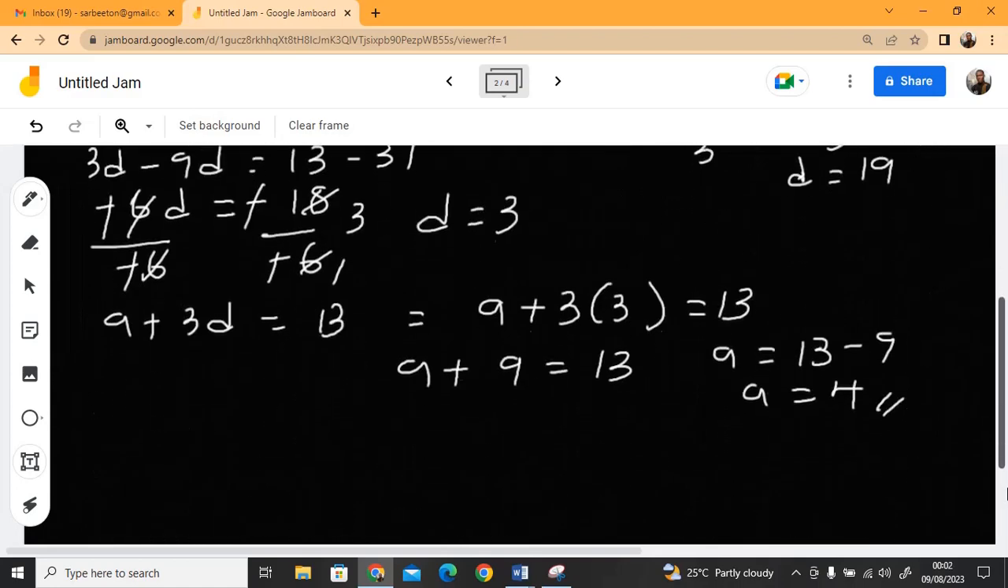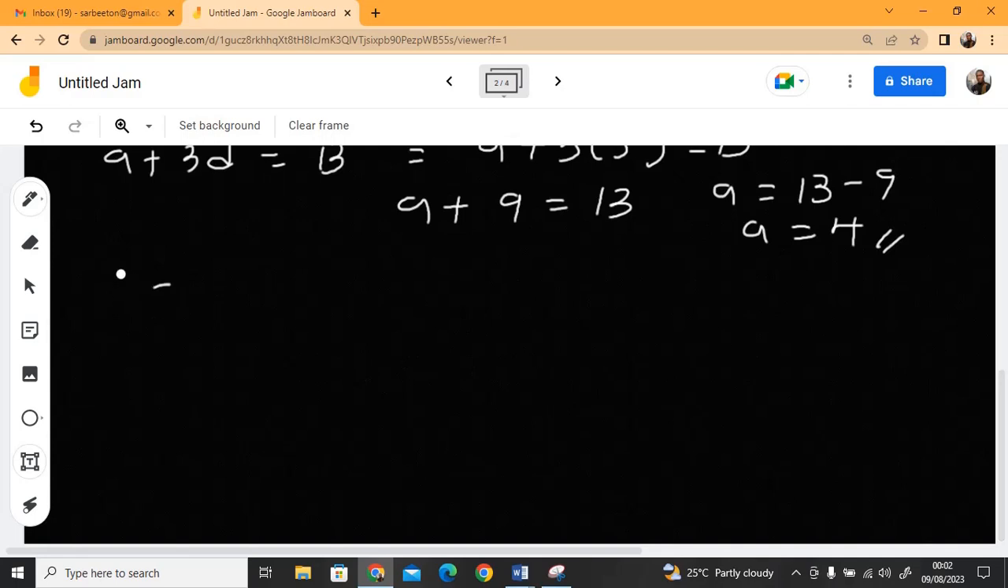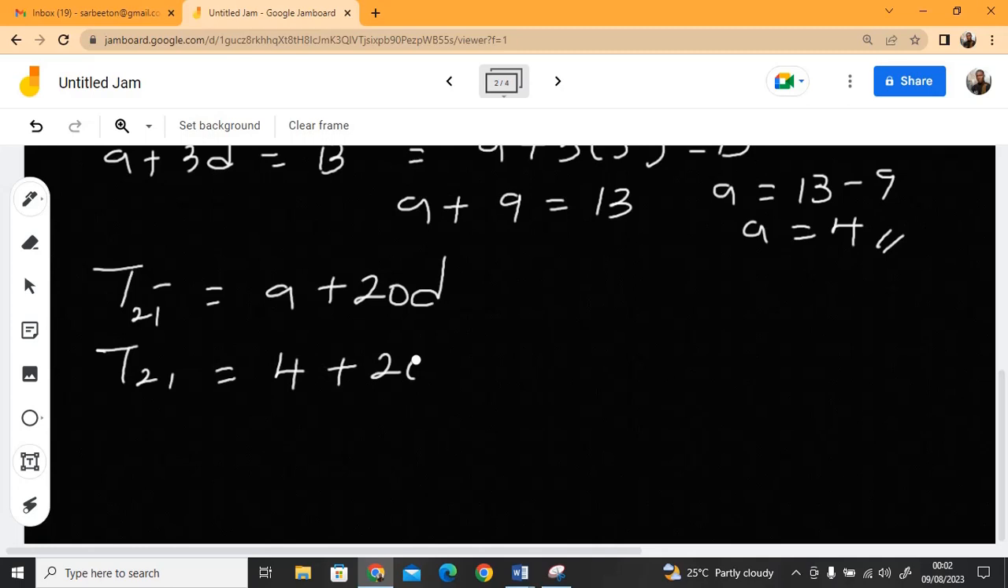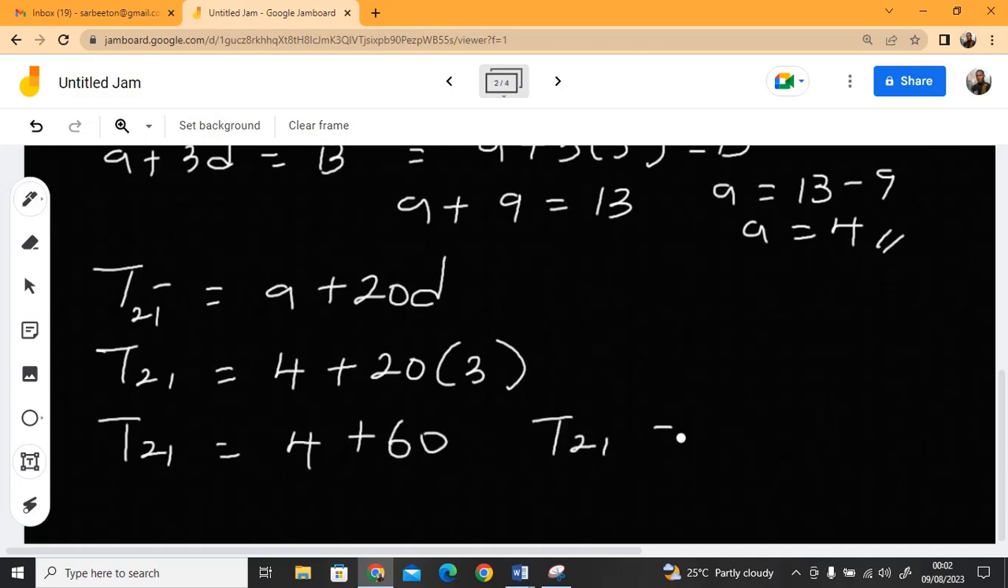So the 21st term, going straight to our formula, T21 will be a plus 20d. You can still recall this. So I've gotten my a, I've gotten my d. So T21 equals my a, which is 4, plus 20, and my d is 3. So T21 equals 4 plus 20 times 3, which is 60. So 4 plus 60 means my T21 equals 64. So this is the answer for this.